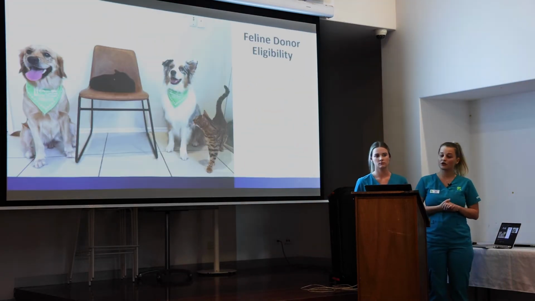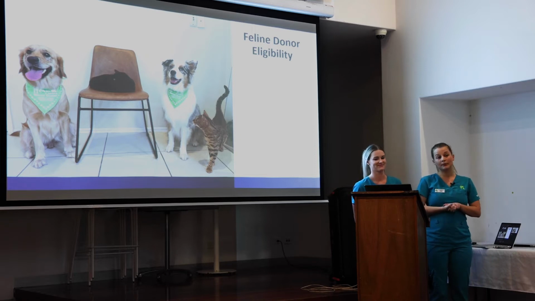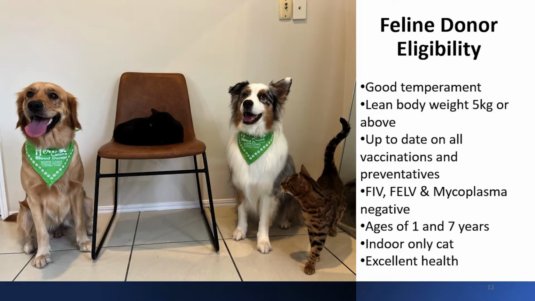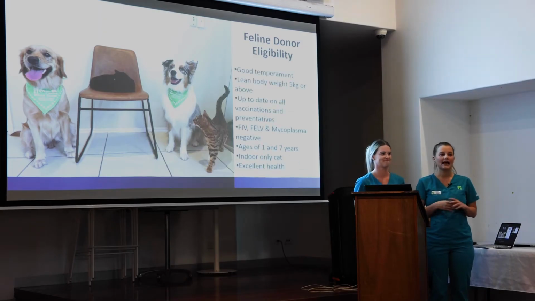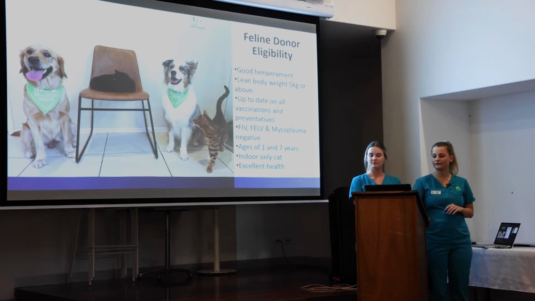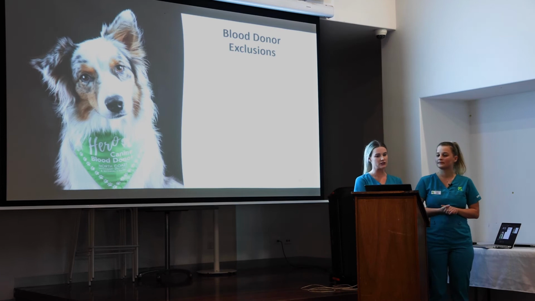We also ask they have a good temperament. We need their lean body weight to be 5 kilos and above. We do have quite some chunky cats out there, so making sure we still will meet that requirement, mine included. Be up to date on all those vaccinations and preventatives. They need to be FIV, FeLV, and mycoplasma negative. Be between the ages of 1 and 7. We do require them to be an indoor-only cat, and like our canines, they just need to be in excellent health in general.